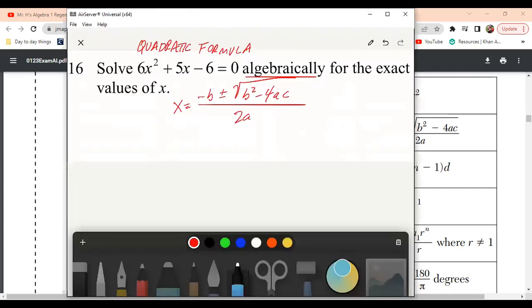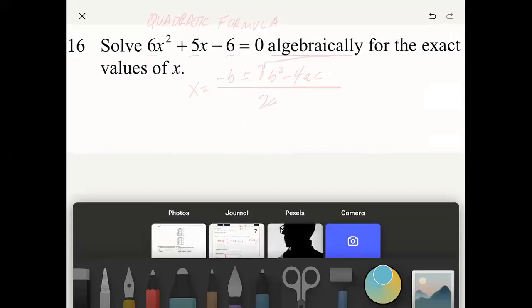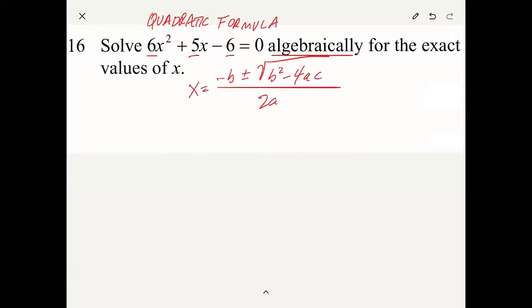Okay, so here's what we got. Basically, what we're going to do is plug in. Well, the question should be, where do you get the a, b, and c? Well, the a, b, and c comes from the quadratic itself. So the a term is the first term, so a equals 6. The b term is 5, so b equals 5. And c is the constant, so c equals negative 6.